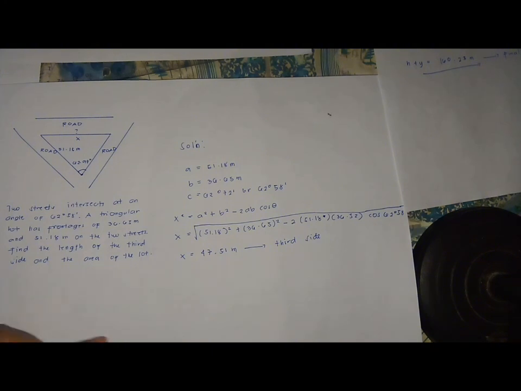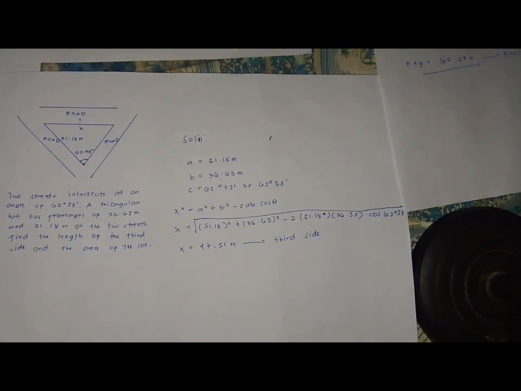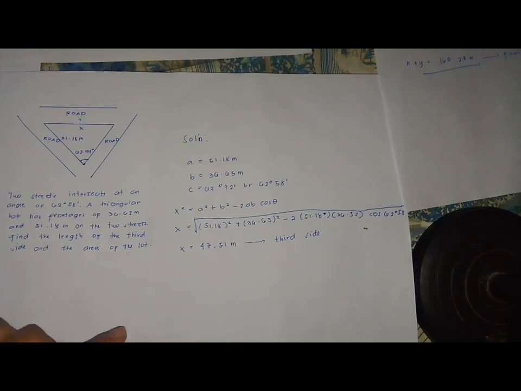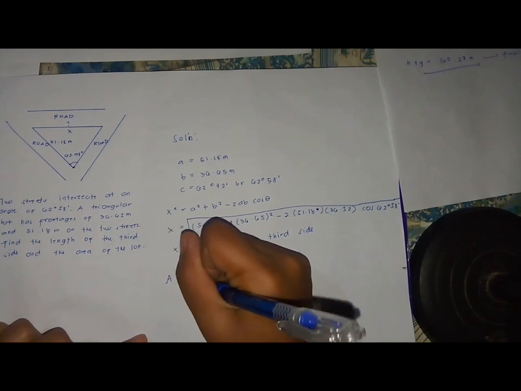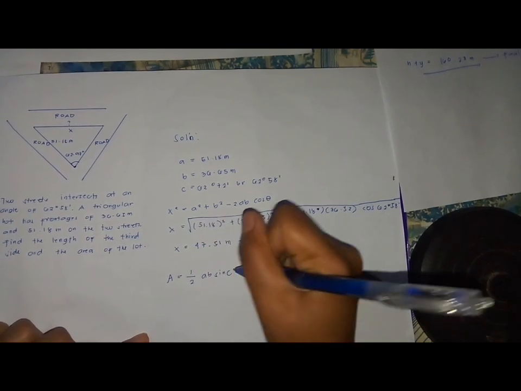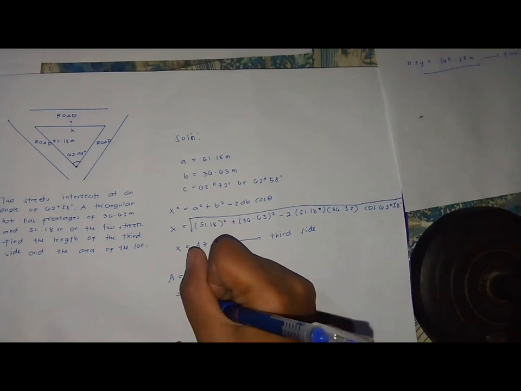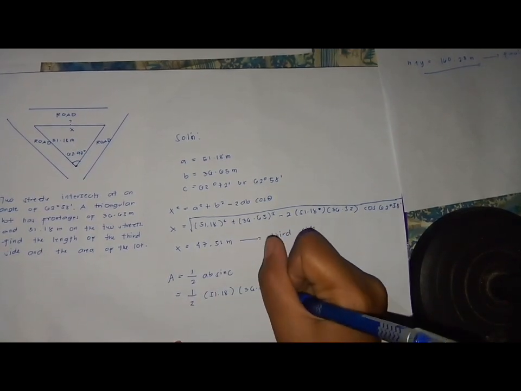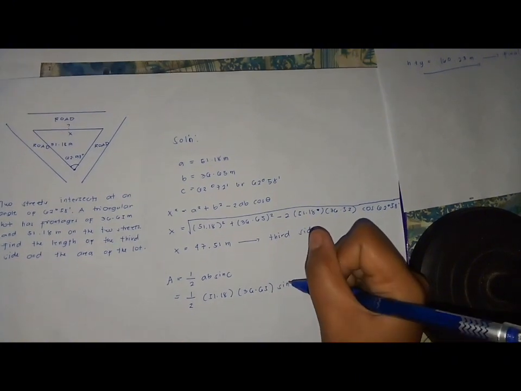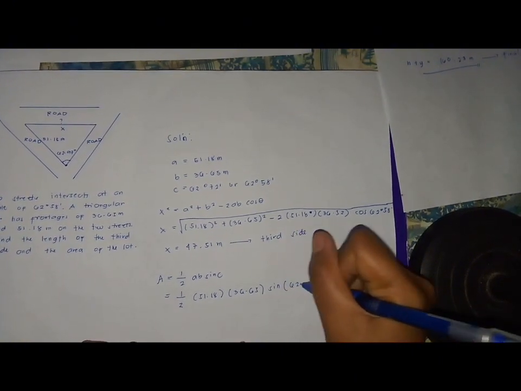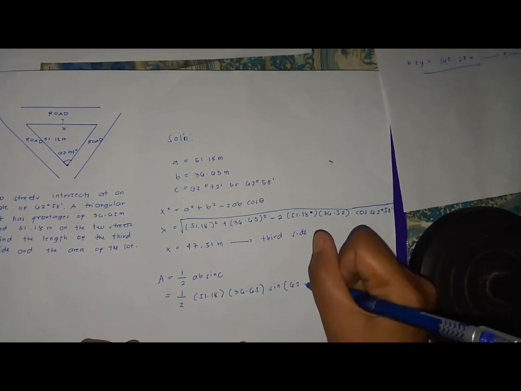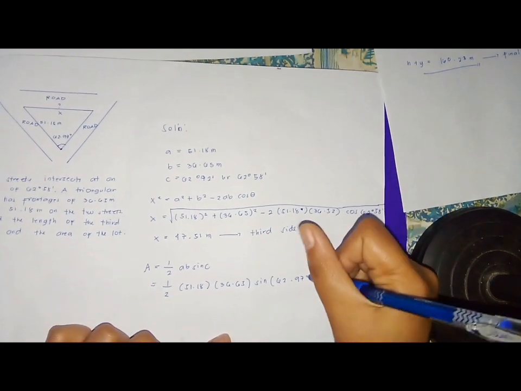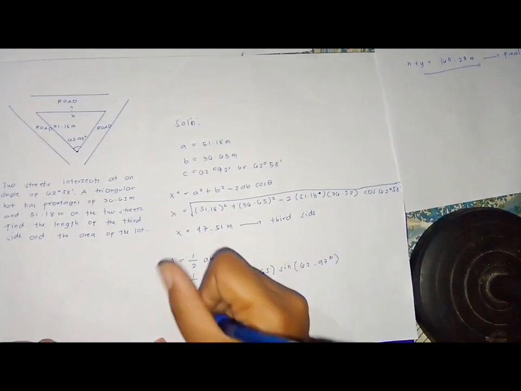And we can also use the formula of triangle, because this is not our final answer. So we have here A is equals to 1/2 ab sin C. So 1/2, 51.18 and then 36.65 sine 62.97 degrees.